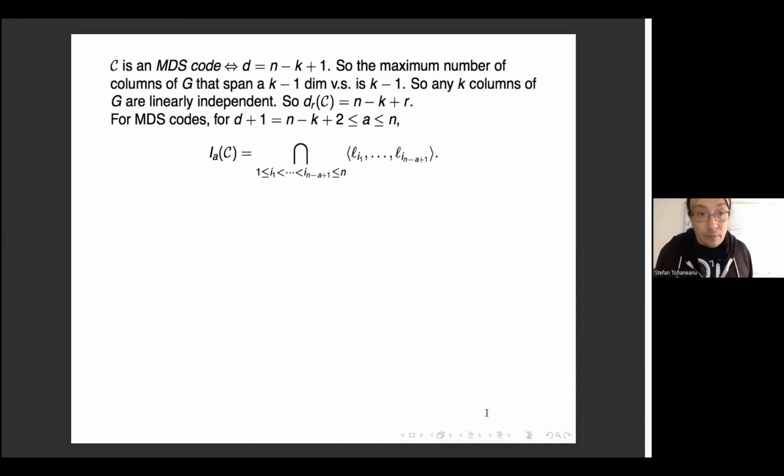So let's conclude. Talking about primary decomposition, we've seen via this connection with star configurations the primary decomposition of the ideal generated by A-fold products of linear forms when A is between D plus 1 and n is exactly this. It's a very nice primary decomposition.